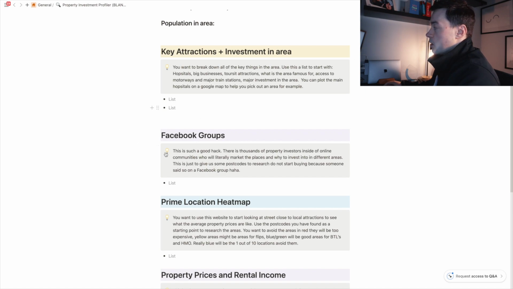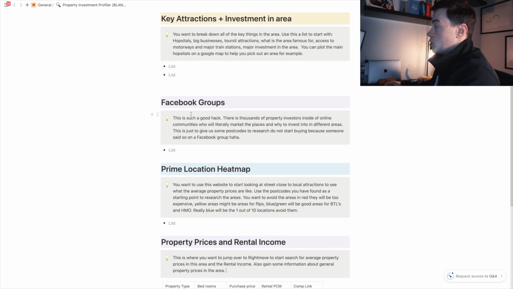Facebook groups: now this is a really niche thing to do, but I think it's super valuable. There are loads of property investing Facebook groups, and people will literally give away information about their area to try and attract investors to invest with them. So we're going to do a little trawl for Coventry on these Facebook groups to see what information people will come out with.